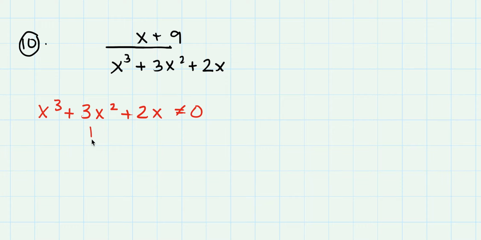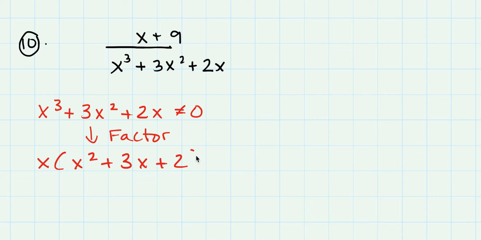So what you're going to do is factor, because that's how you're going to figure out what the x values are. First thing I do is look to see if they have a greatest common factor. Each one of these has an x, so we can factor that out. And now try to factor this.